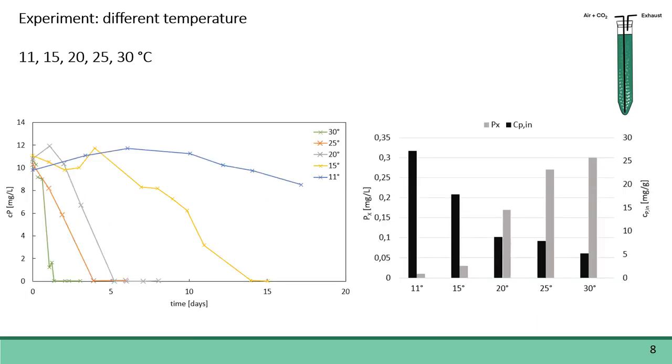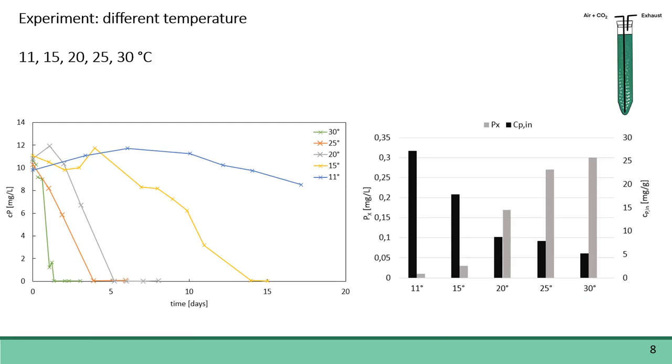Then we wanted to know the effect of temperature on the rate of phosphorus uptake. As you can see, Tolypothrix prefers higher temperatures. So the fastest uptake was at 30 degrees, then a little bit slower at 25, 20, then 15 and 11.